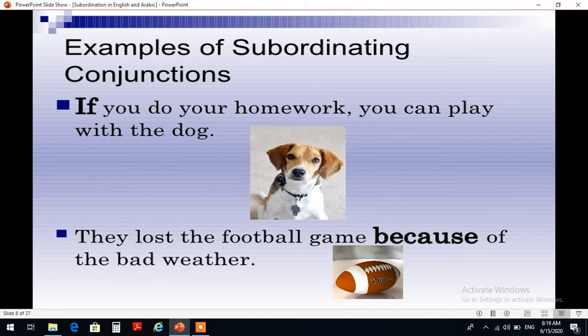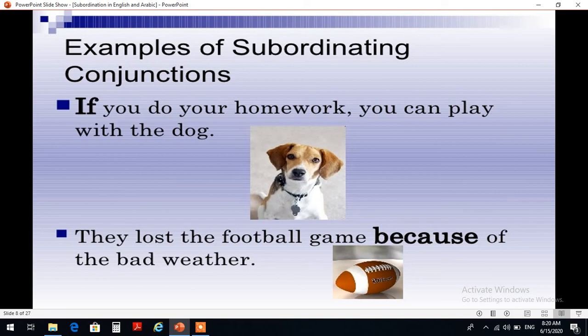Now here you have examples of subordinating conjunctions which are used in sentences. Now the first example is, if you do your homework you can play with the dog. So here we have a complex sentence. We have two clauses. The first one is a subordinate clause or a dependent clause. Why? Because it starts with a subordinating conjunction اللي هو the conditional if. So if is a conditional particle and it is a subordinating conjunction. And the other clause اللي هو you can play with the dog, this is the independent or the main clause.